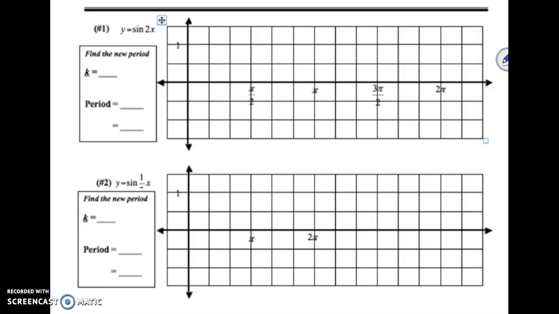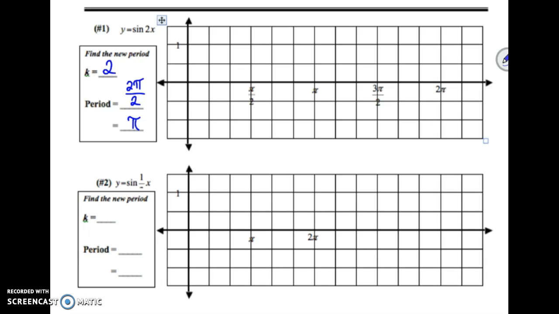So let's just take a look at what this does to some graphs here. We've got our first example, y equals sine of 2x. Our k value in this equation is 2. So that means that our period is going to be 2 pi over k, so 2 pi over 2, which means that our period is going to be pi.